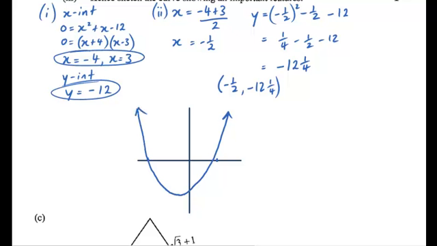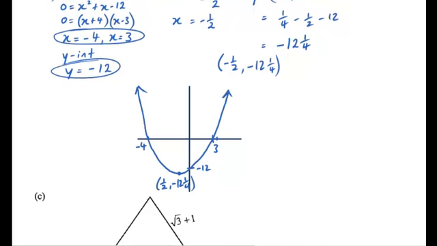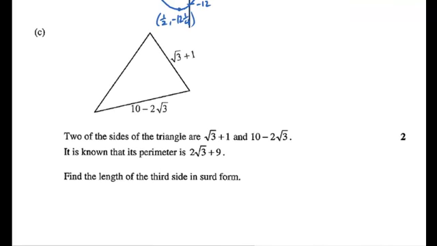Alright, so if it doesn't quite go through where you wanted it to, just rub it out and move it to there. So that's 3, that's -4. My y-intercept was -12, and my vertex was -12, -12 and a quarter. Okay, and there's my graph. Alright, on to part C.